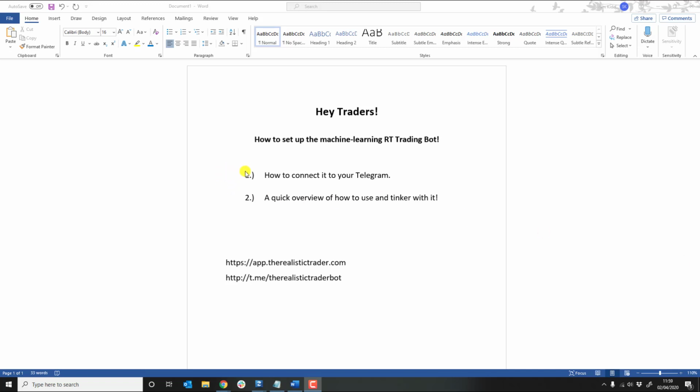Basically there are two parts. You've got to connect your Telegram account up to it, and then you've got to set up the bot and then tinker with it, and that's pretty much it. So let's crack on.